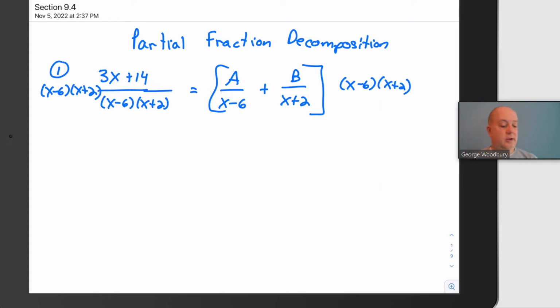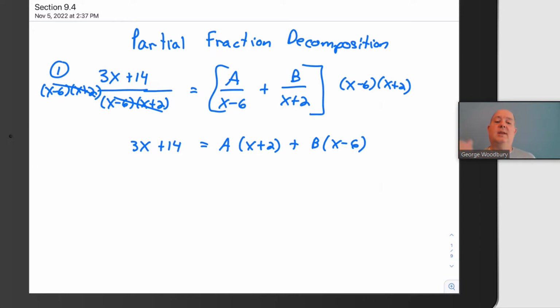Now on the left side, everything divides out in that denominator, and we're left with just 3x plus 14. On the right-hand side, when we distribute that denominator into the first fraction, the x minus 6's divide out, leaving just A times x plus 2. And same idea with the second fraction, we're left with B times x minus 6 after the x plus 2's divide out.